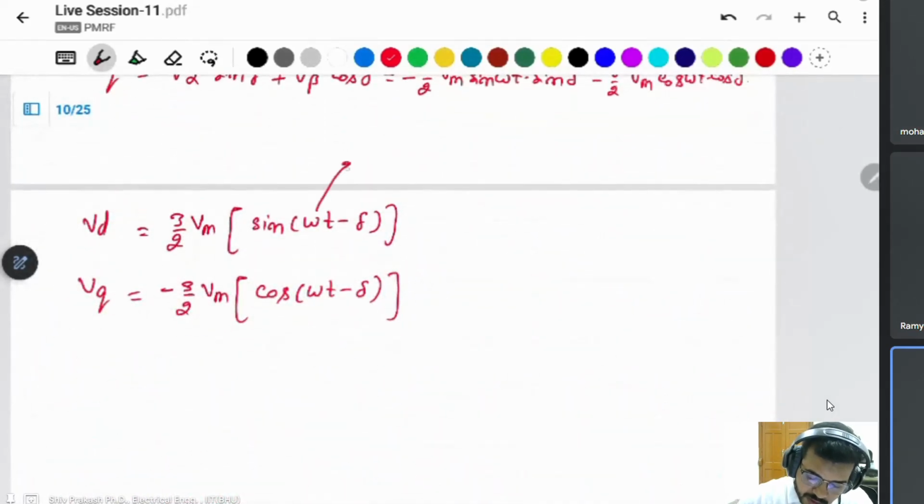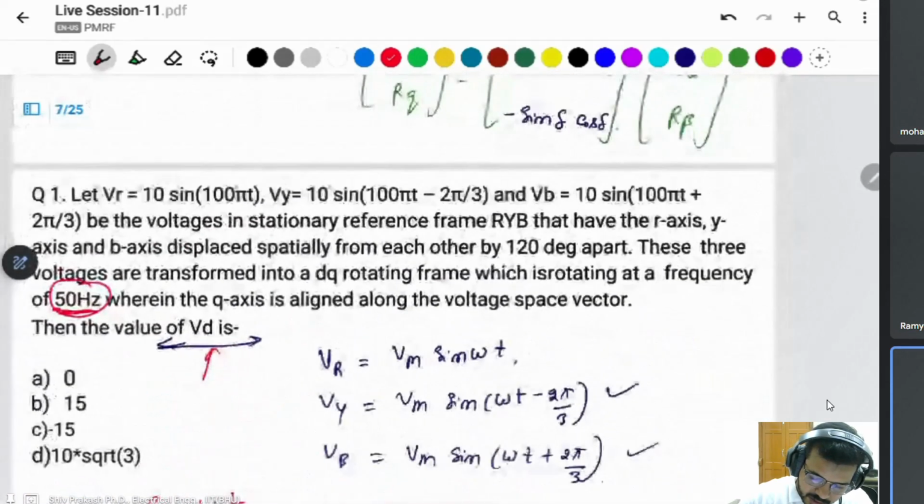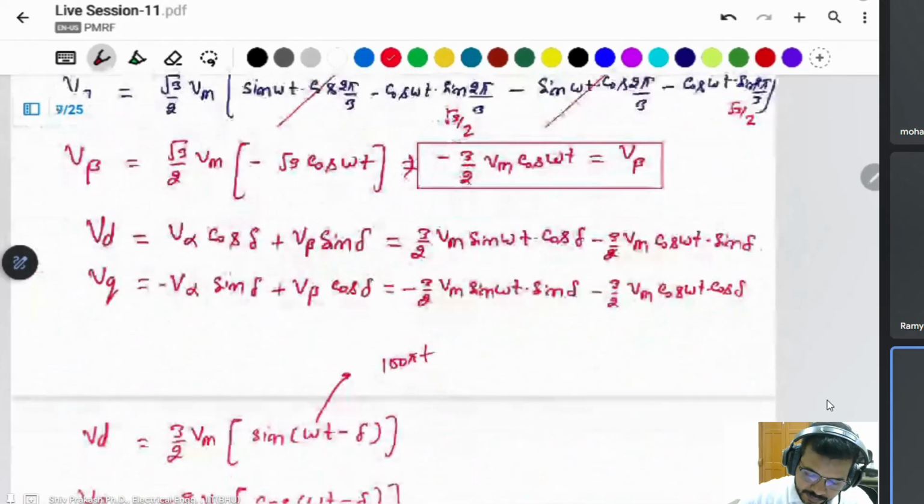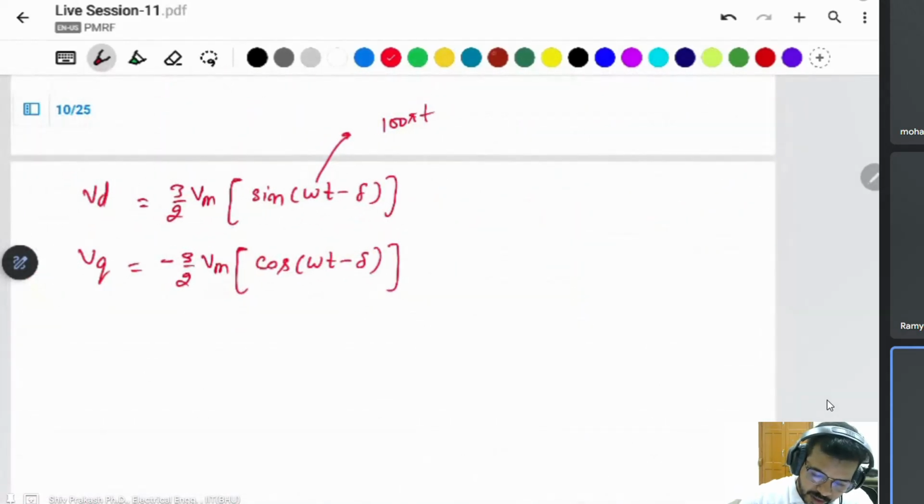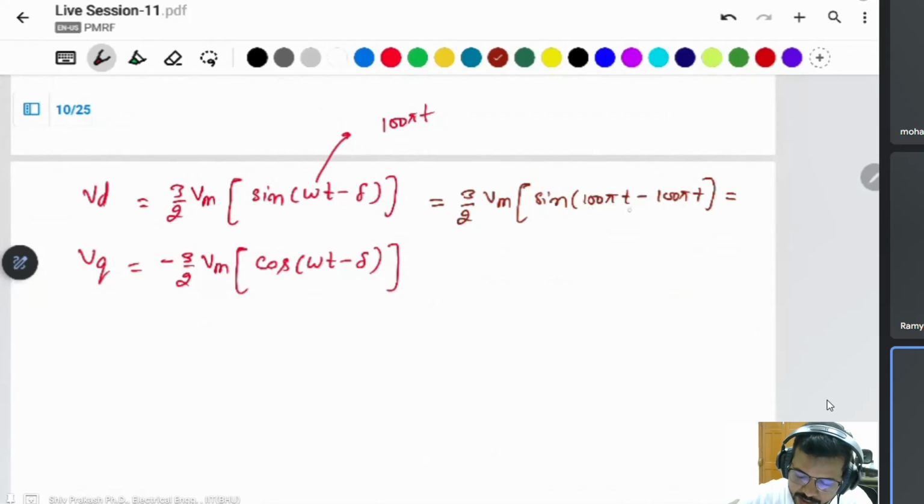And omega t is also given as 100 pi t at the start. You can see here, both are 100 pi t. Then what happens? 3 by 2 Vm sine of 100 pi t minus 100 pi t. Then this will be sine 0, and the sine 0 value is 0.